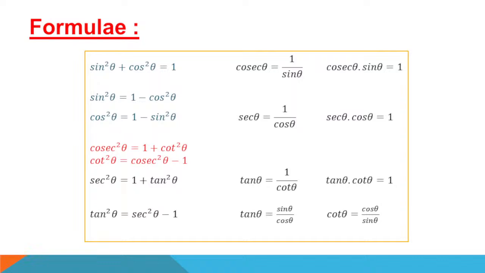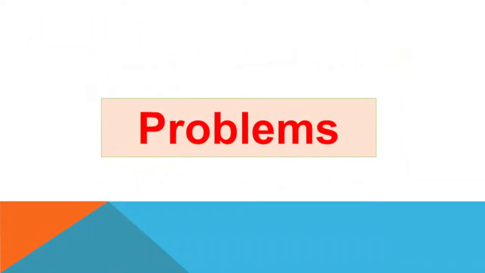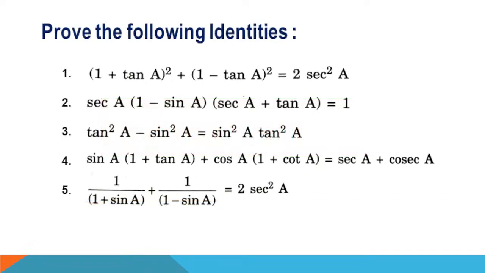Now, by using all these formulae, we will prove some identities. We come to the problems one by one. What is the first problem? Prove the following identities. One by one, we will try to prove all of these. First, take a screenshot of all the problems. Then one by one, we will do them.